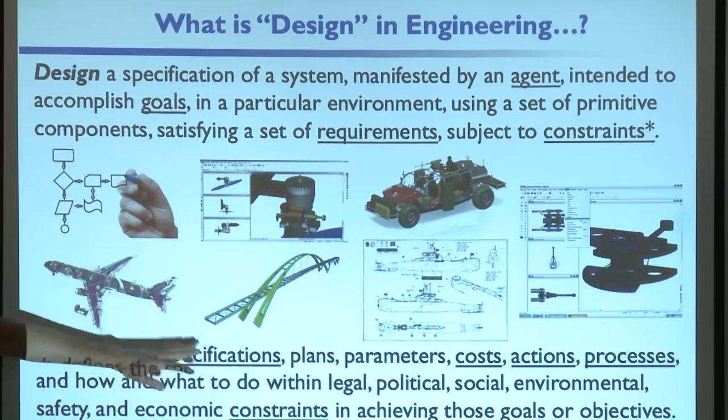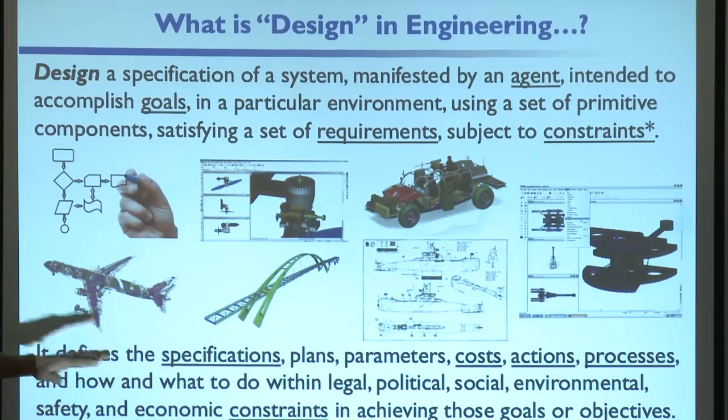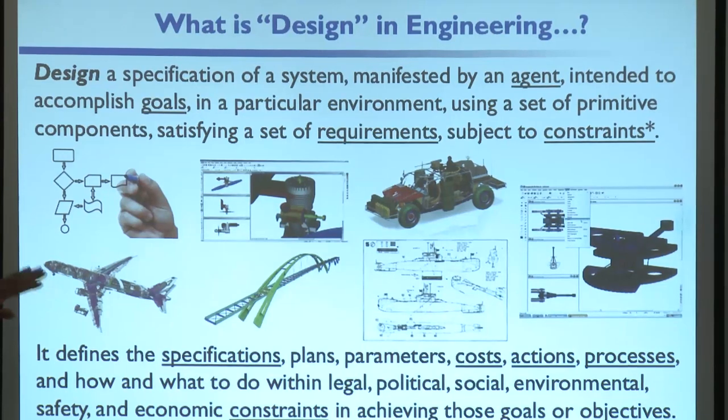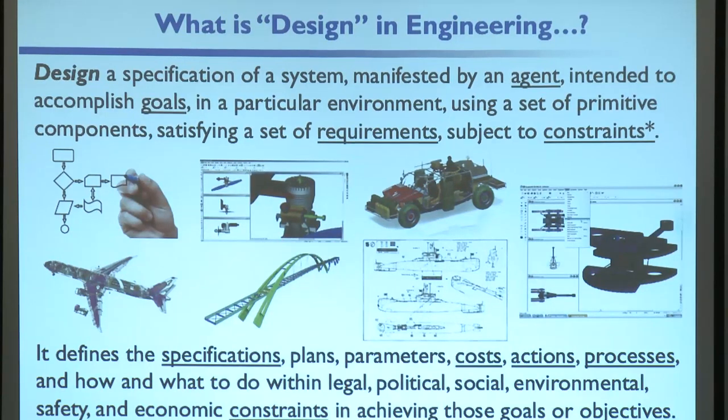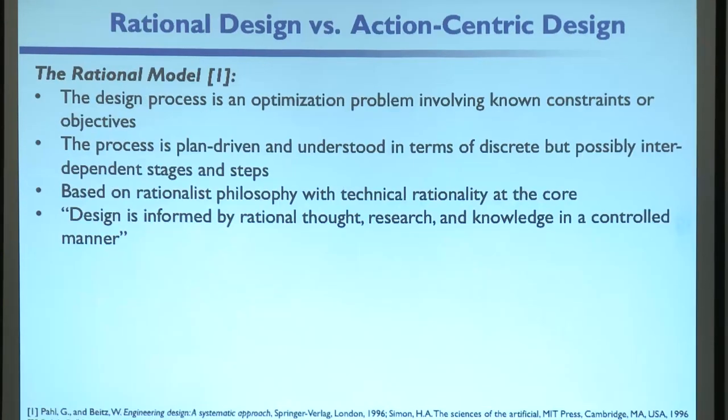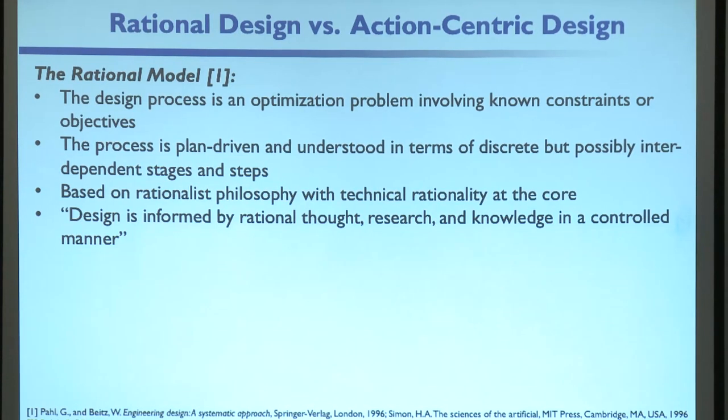So it defines specifications, plans, parameters, costs, actions. I'm not making this up. This is from the official source, okay? Processes and how what we do within legal, political, social, environmental, safety, and economic constraints in achieving those goals. Here's the route, the reference, okay? So that's what design is. Now, I believe Sebastian defined SHM yesterday, and I'm going to get there with a redefinition in this context.